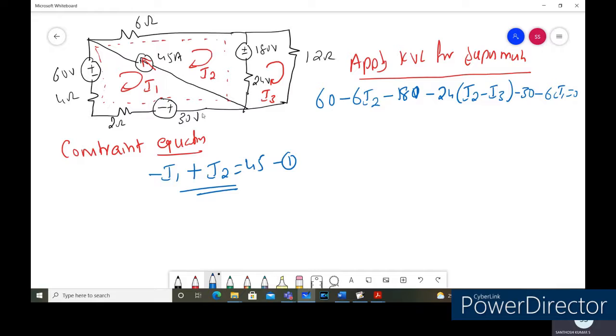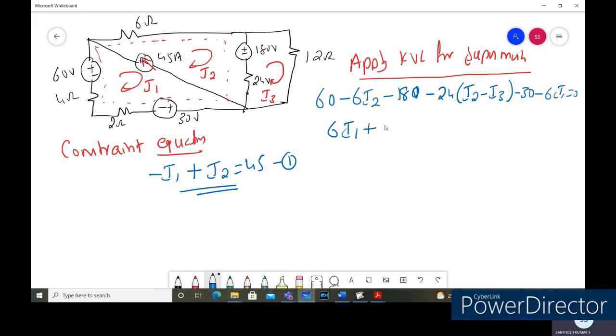Now let us find the equivalent values here. So 4 plus 2, 6 ohms are there. So in this one we have the 6I1, and in the mesh 2, we have 6 plus 6I2. Sorry, 6 plus 24 is there, so it will become 30I2 here.